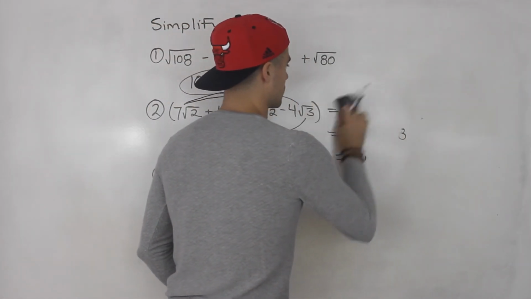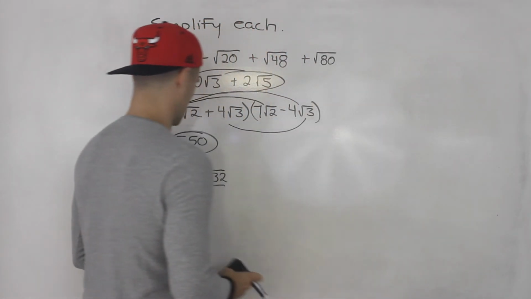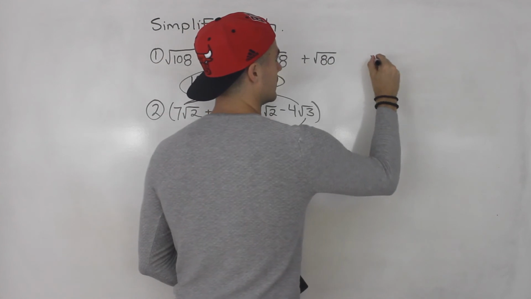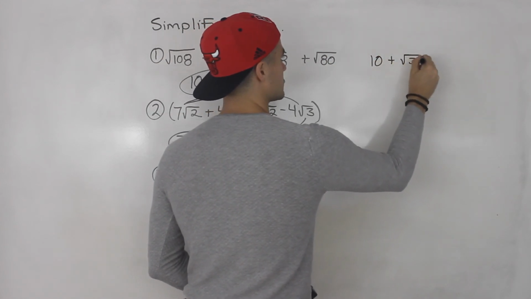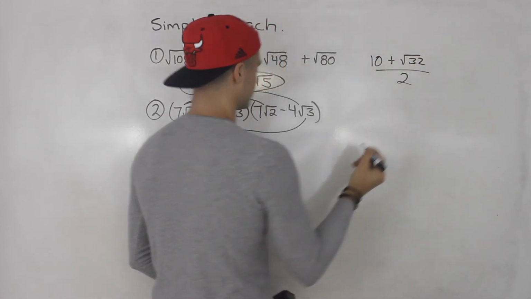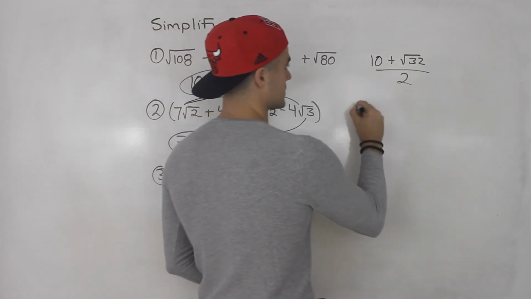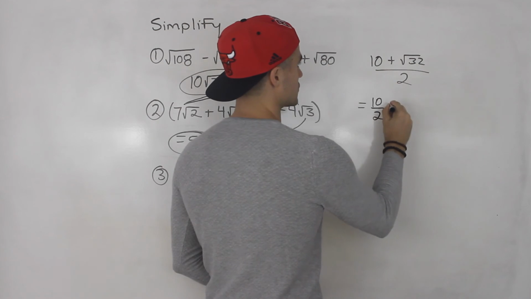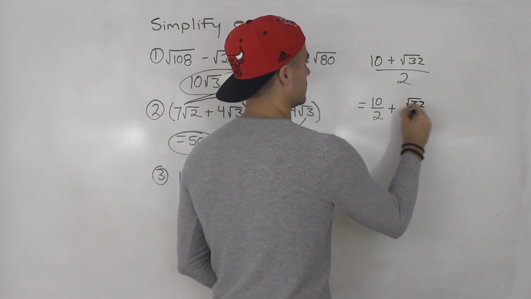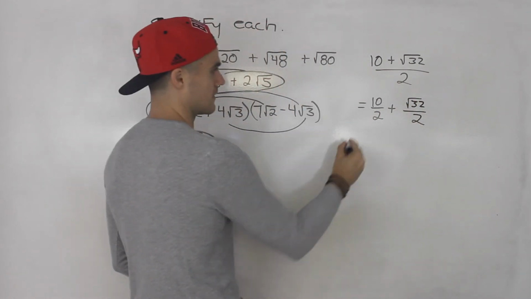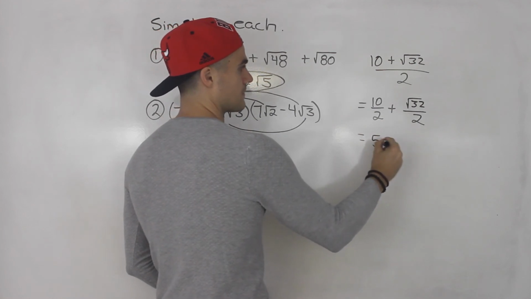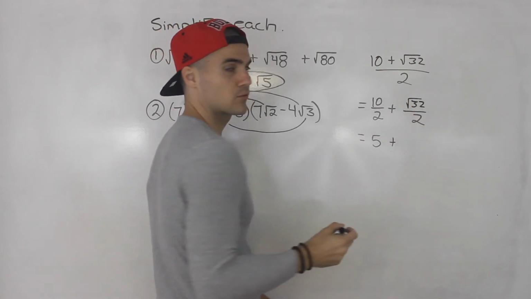And then number 3, we got 10 plus root 32 over 2. And what you want to do with this is you want to split this up into 2 fractions. So 10 over 2 plus root 32 over 2. 10 over 2 is just 5. And then you want to break down that root 32.